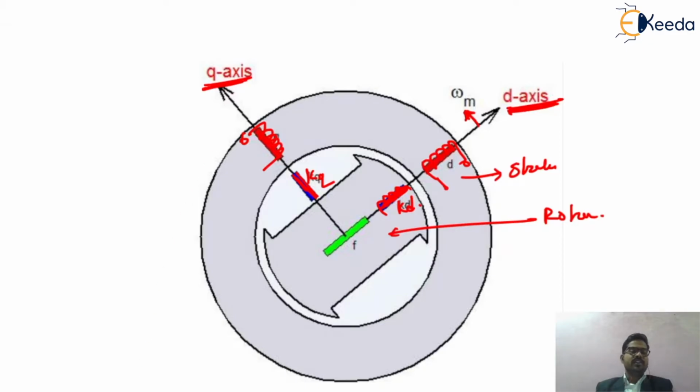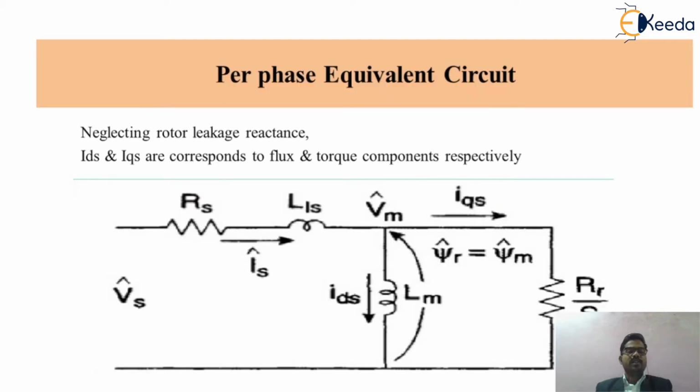Okay, so friends, now we want to develop this model by means of the simple equivalent circuit, because previously we have drawn the simple per phase equivalent circuit of your induction motor, but now we want to develop the per phase equivalent circuit in concern with the D and Q model. So first of all, we neglect the rotor leakage reactance. This is a very important thing, because we want to neglect this rotor leakage reactance. Then basically the IDS and IQS.